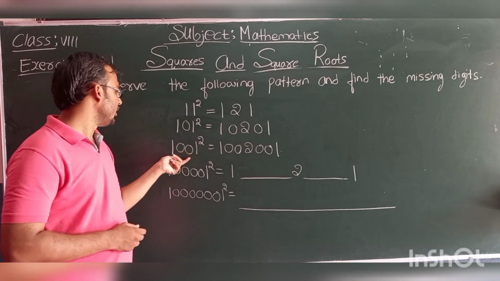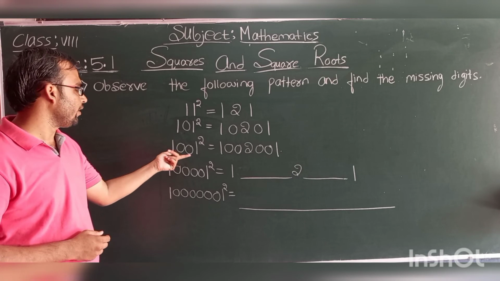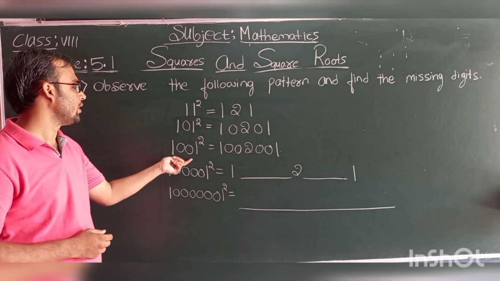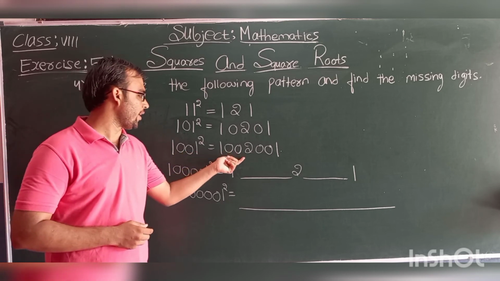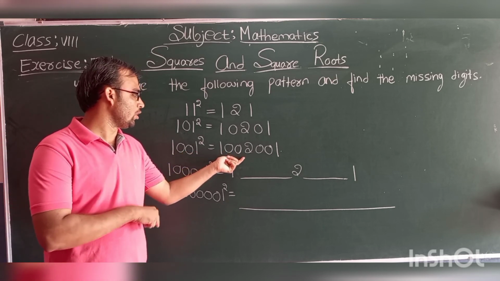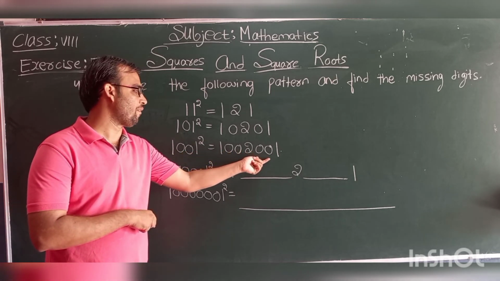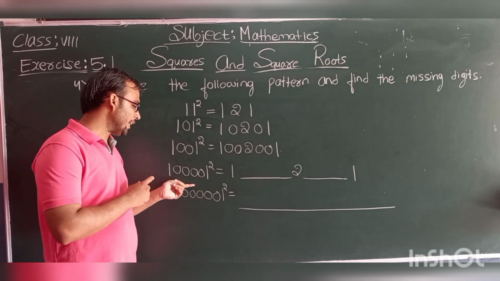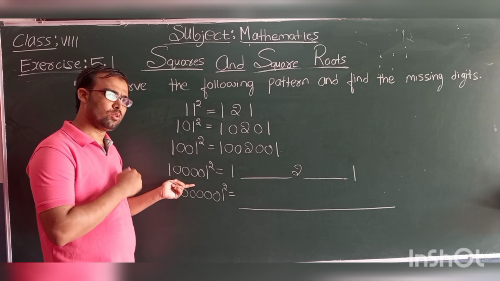And look at here, there are two zeros between the ones. So there are two zeros between two ones. So here, look at the square: there are two zeros before 2 and two zeros after 2. Now come to this, students. Here there are four zeros between two ones.